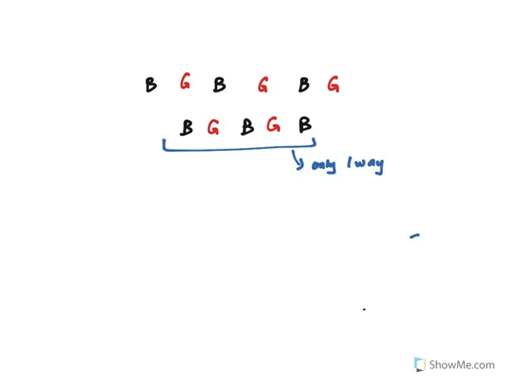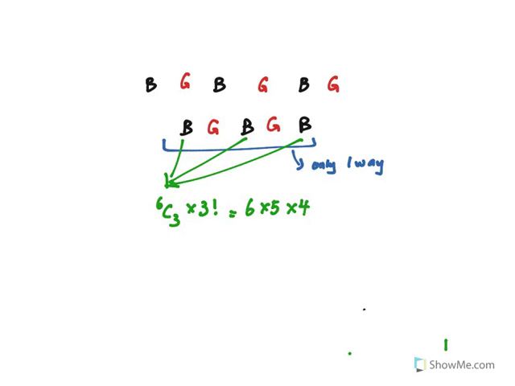How do I select the boys to be at the front? Let me look at the boys at the front first. I'm going to choose 3 boys from 6 boys, and on top of that I also have 3 factorial ways of rearranging them. You can see it this way, or you can say it's the same as 6 ways of choosing the first boy, 5 ways of choosing the second boy, and 4 ways of choosing the third boy. So the answer is the same.